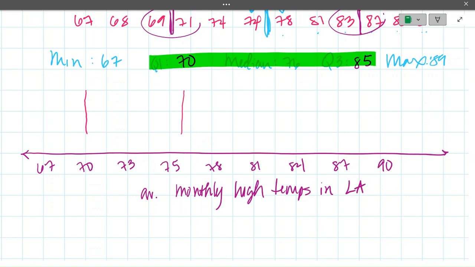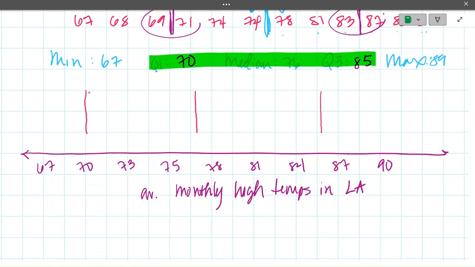And then quartile 3 is 85. So that's about right there. And actually, I plotted this one on the wrong side of the line. So it's 76. It should be right here.